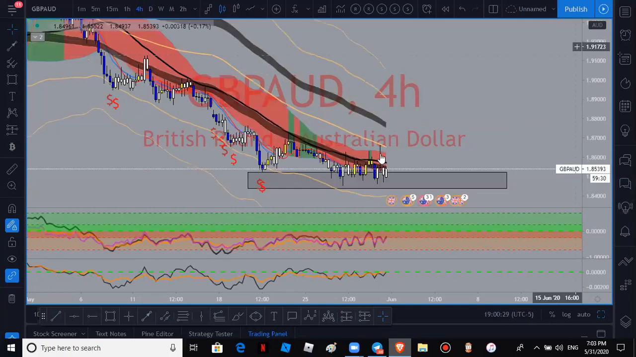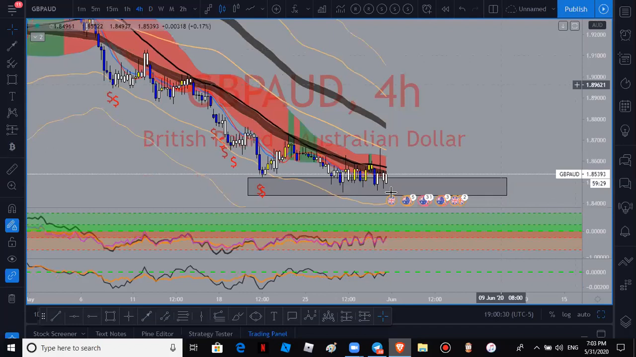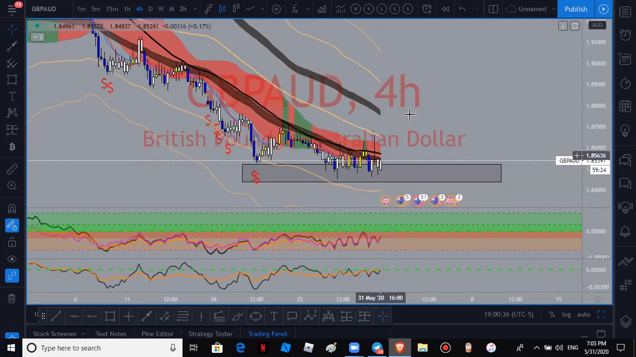But from the way this RSI looks on the 4-hour, it kind of looks like price might be starting to come down a little more. Realistically, I just don't like the way it looks. It's just been consolidating so much.